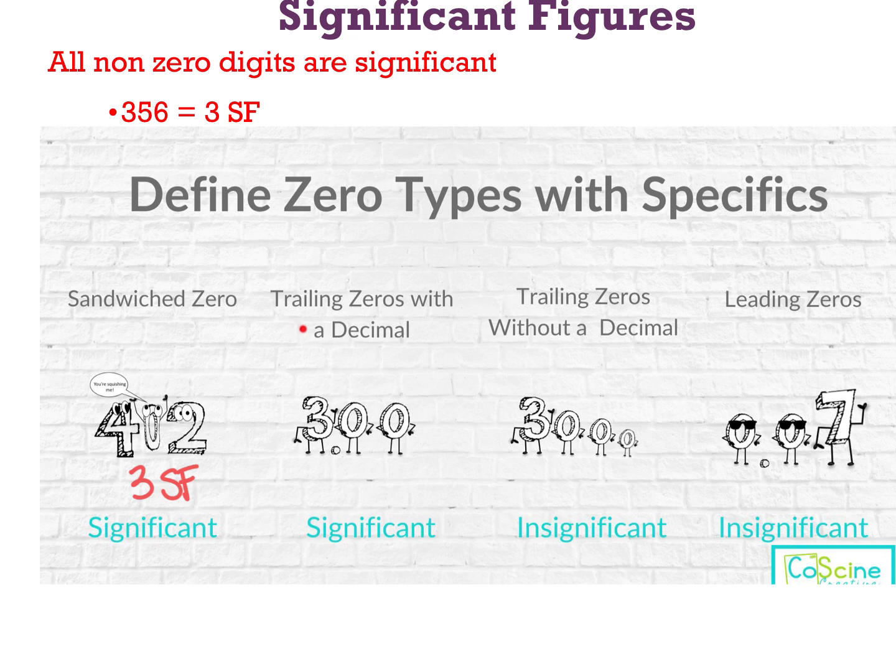Our next one, trailing zeros with a decimal, they are significant, okay? So think about it. If you took the time to write 3.00, they must be significant. Okay. So this example also has 3 sig figs.